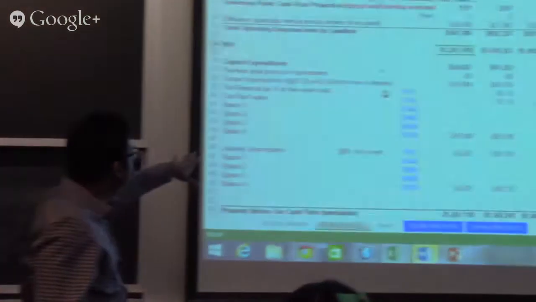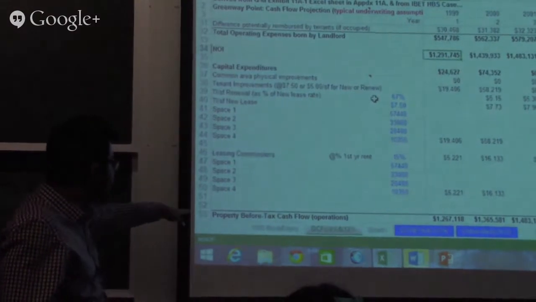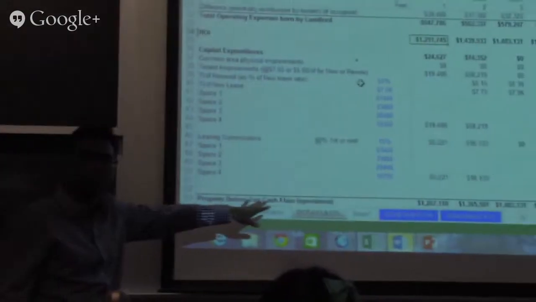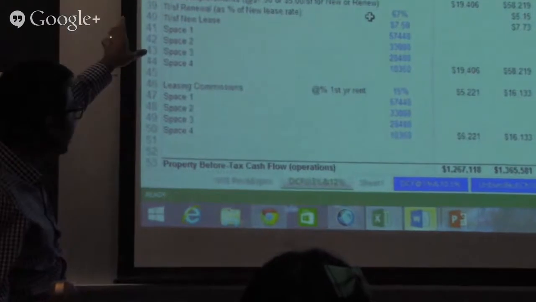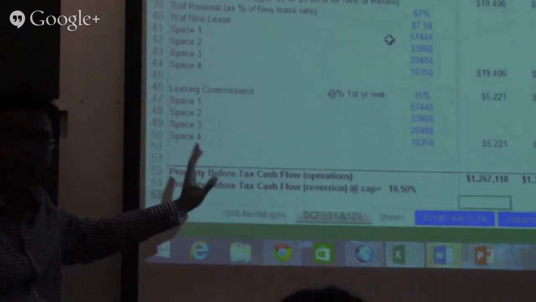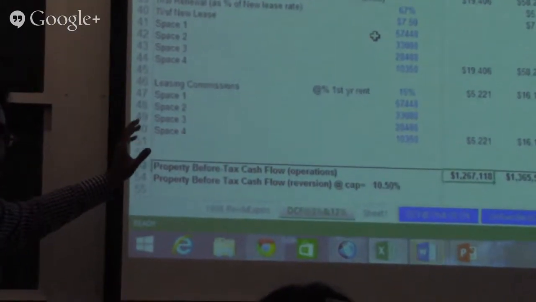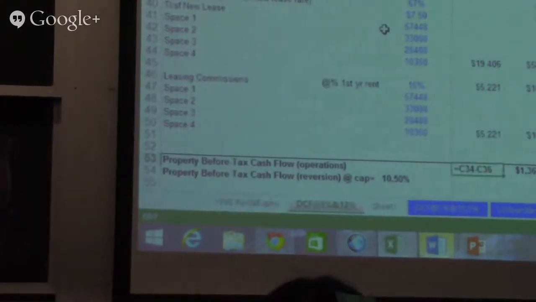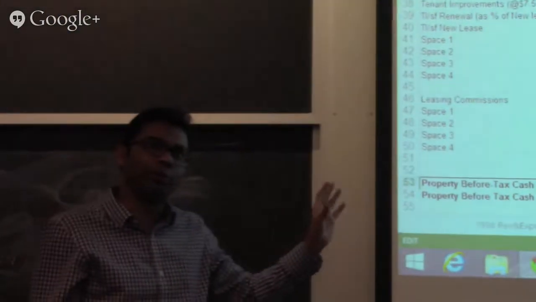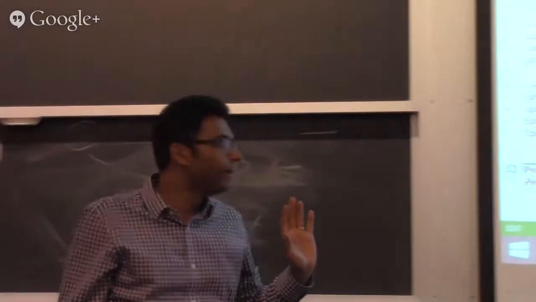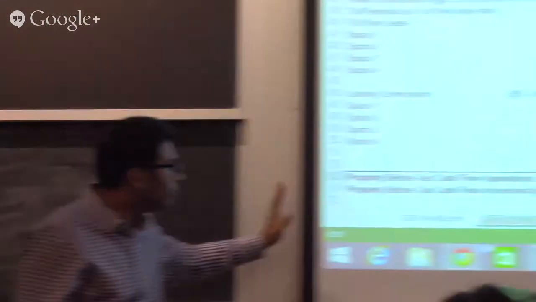So this is done. Now PBTCF, okay, property before tax cash flow, that is simply your NOI minus your CapEx. Whatever the below the line expenses are, you just deduct out of the NOI and you'll get a property before tax cash flow, okay. So this is the final line item over here.